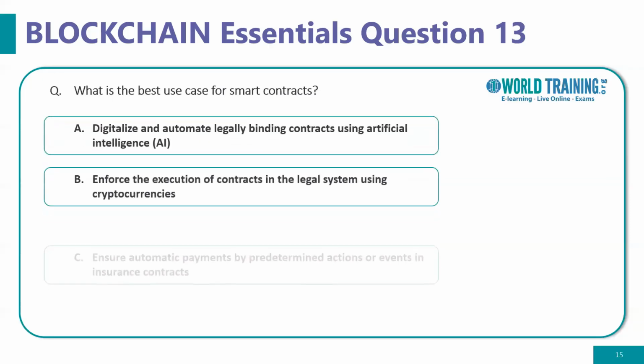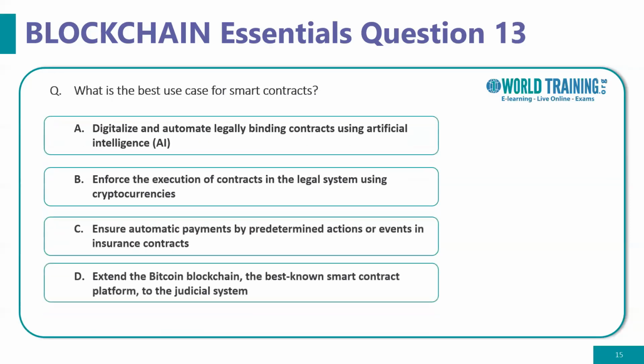So now let's look at question number 13. What is the best use case of smart contracts? Option A is it helps you to digitalize and automate legally binding contracts using artificial intelligence. Option B is it enforces the execution of contracts in the legal system using cryptocurrency. Option C, it ensures automatic payment by predetermined actions or events in the insurance contract. And option D is extend the Bitcoin blockchain, the best known smart contract platform, to the judicial system.